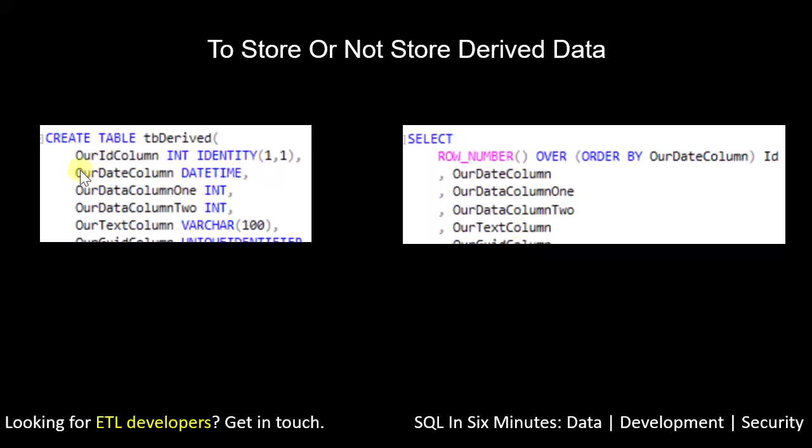And then on the right-hand side, we have a table where we derive the data. So we don't actually have this ID column. We are going to derive it in our queries. This is just an example of something that we could do. There are other examples. For instance, in finance, you have moving averages. That would be like storing versus not storing that data.